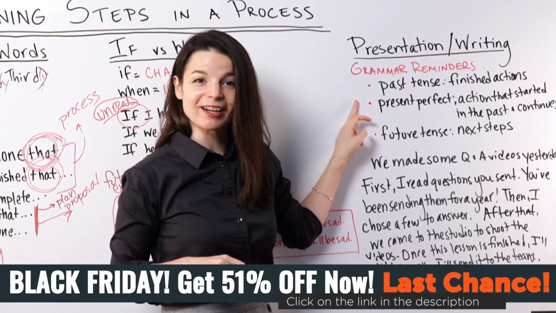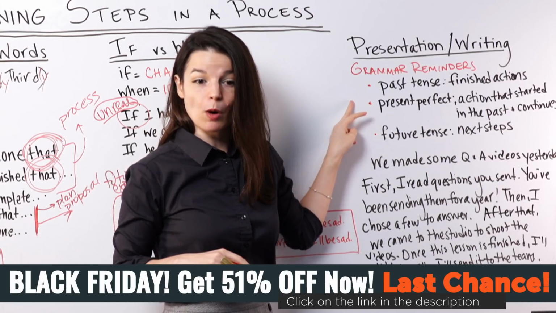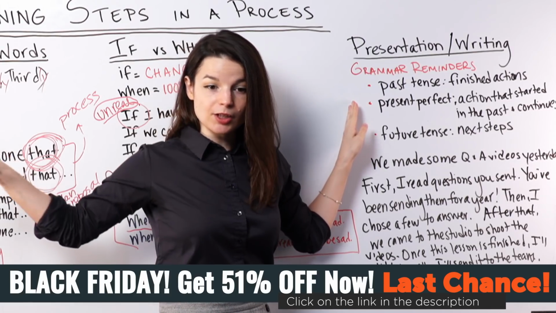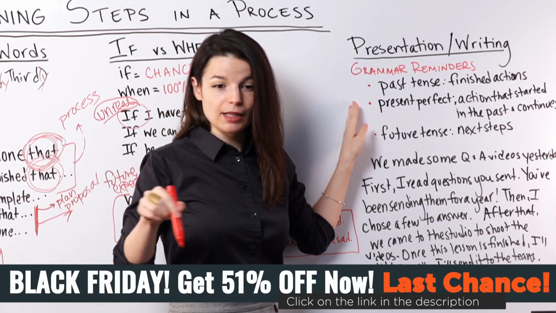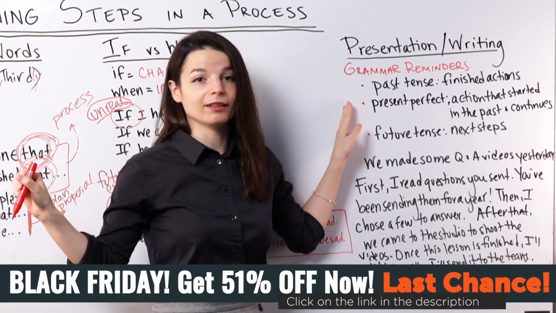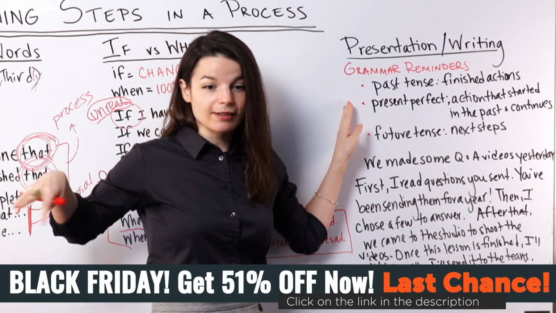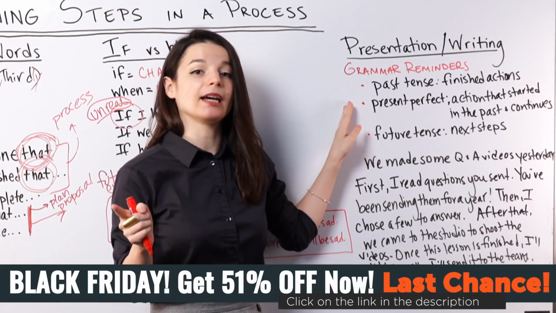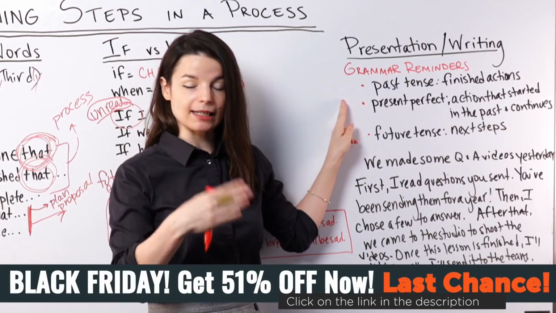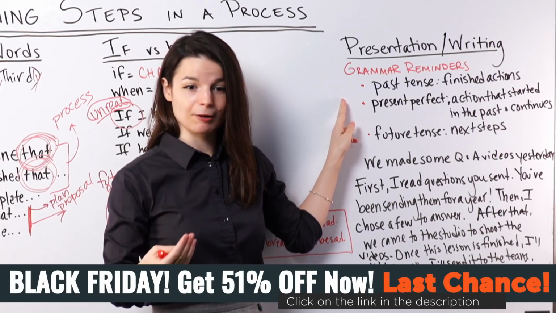Then the second grammar point here is present perfect tense. I know many of you have questions about this. So a reminder, we use present perfect tense for something that started in the past and continues to the present, or the effects of that action continue to the present. So this is something that's continuing. And we can use the continuous form here to really emphasize the continuing nature of that thing.